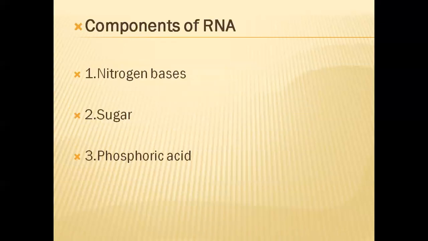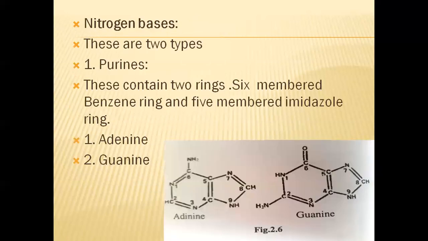So first we see the components of RNA. What are the components present in RNA? RNA consists of nitrogen bases, sugar, and phosphoric acid. The nitrogen bases are of two types, purines and pyrimidines. These are different types of heterocyclic nitrogen-containing ring compounds.